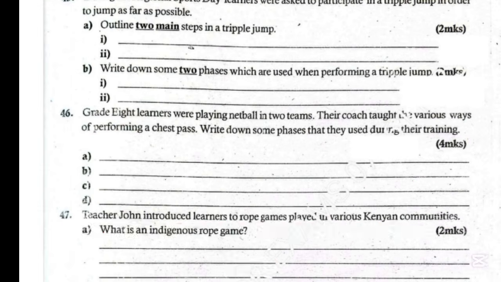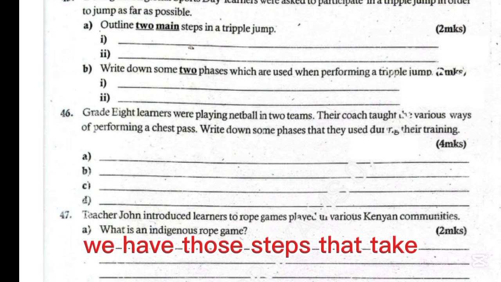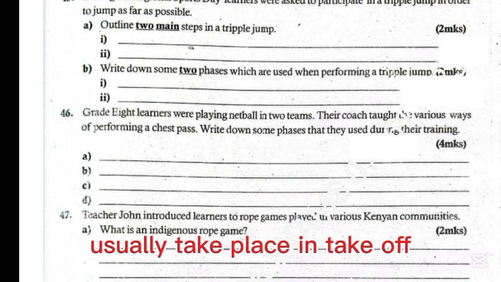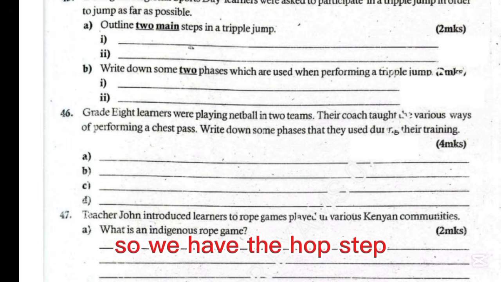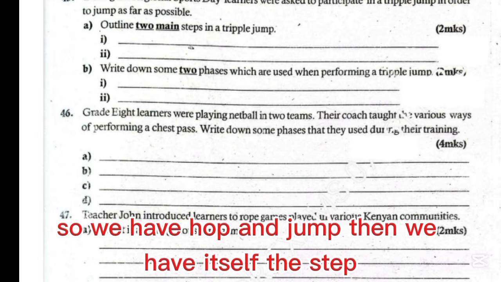When we talk about steps in a triple jump, we have those steps that usually take place in takeoff. So we have the hop, the step, and the jump. Hop and jump, then we have the step itself.